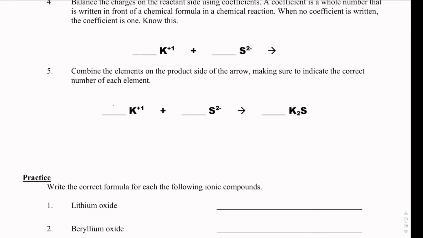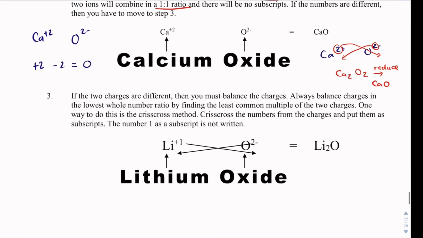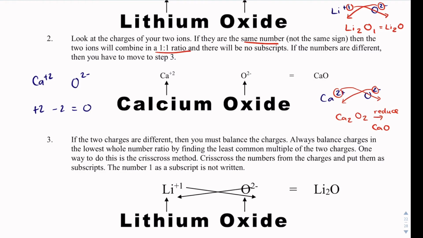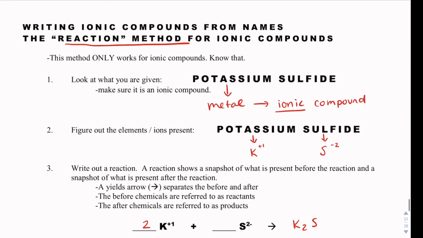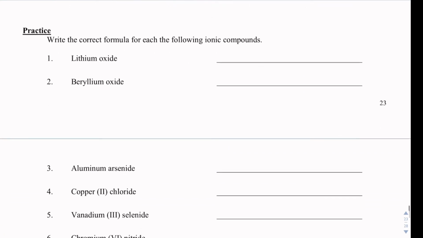When we do this, we get the reaction method and we get something that looks like this. Oftentimes people prefer the crisscross method. I know I prefer the crisscross method, but the reaction method is great as well. What I'd like you to do is just think about which method flows in your brain a little bit better and stick with that method. Okay? So let's do some practice.